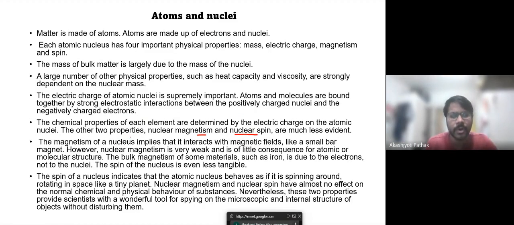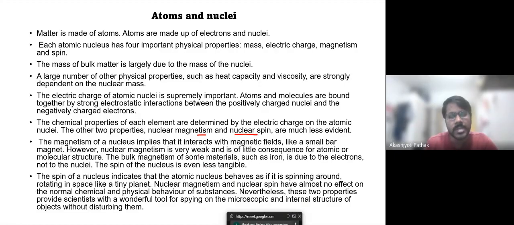So the magnetism of a nucleus implies that it interacts with a magnetic field like a small bar magnet. So other than this electrostatic interaction and the electric charge of the atomic nuclei, one important property is the nuclear magnetism. Because of this nuclear magnetism, we can consider that the nuclei behave as a small bar magnet. And because it behaves like a small bar magnet, it can also interact with the external magnetic field.